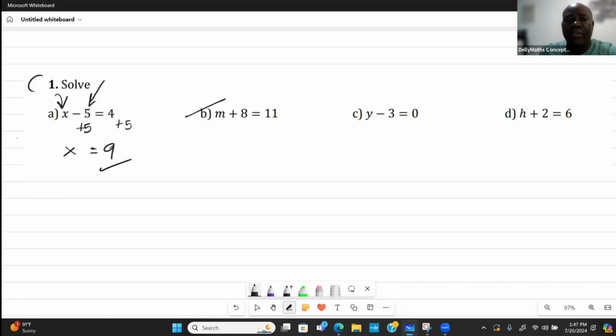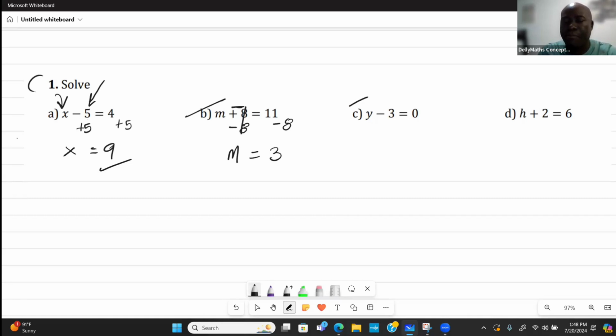Let's take a look at this. In this case, we have m plus 8 is equal to 11. Because we have a plus 8 here, to get rid of that positive 8, we're going to subtract 8 by doing the inverse. And whatever we do on one side, we do to the other side, so we subtract 8 here as well. By simplifying this, positive and negative 8 becomes 0. m is equal to 3.